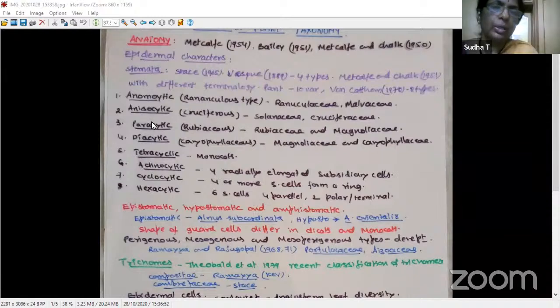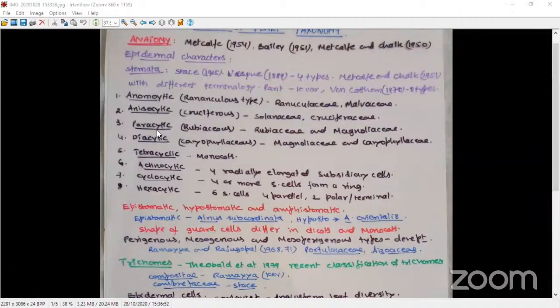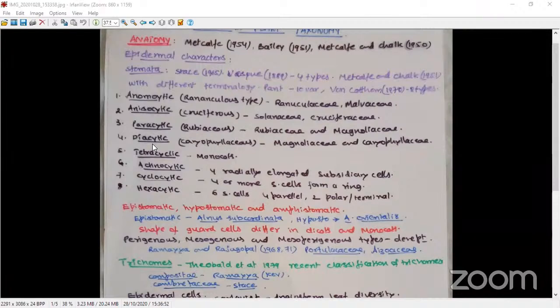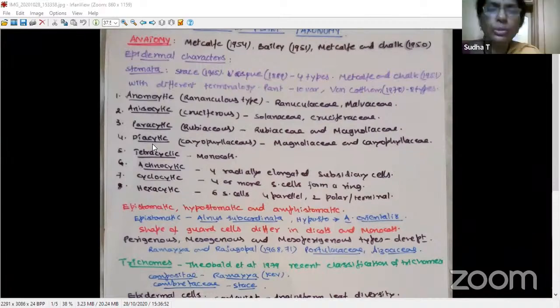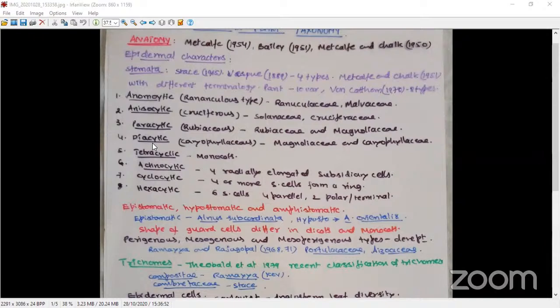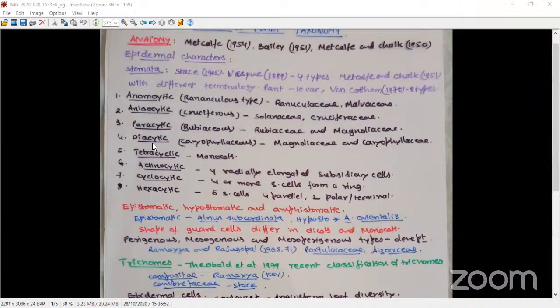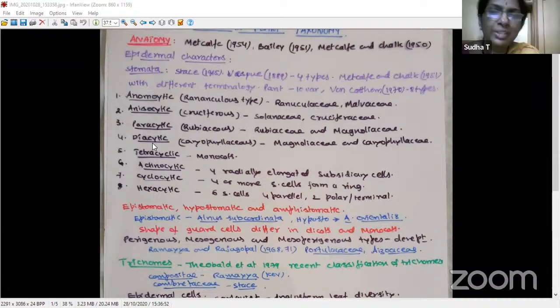Here the paracytic stomata is the one where the two subsidiary cells are parallel to the guard cells. Parallelly they will be arranged. That is seen in Rubiaceae and also Magnoliaceae members. Rubiaceae means Ixora, jasmine, Ixora flowers, beautiful bunches of red, orange, yellow, white, many fragrant flowers are seen in Rubiaceae. And the coffee plant belongs to Rubiaceae also.